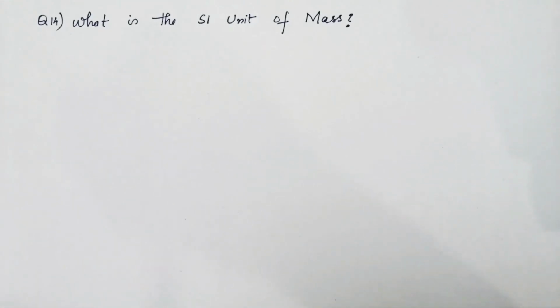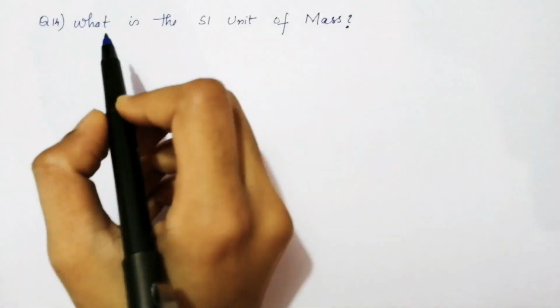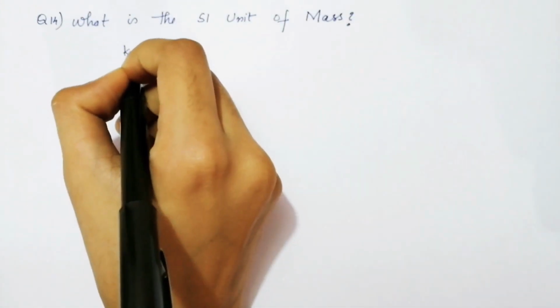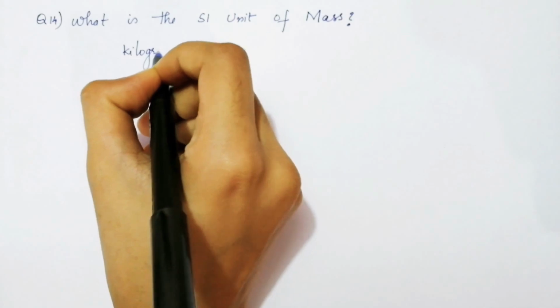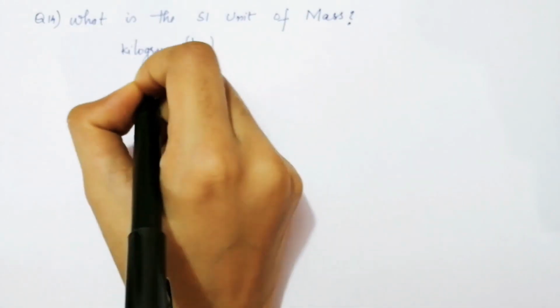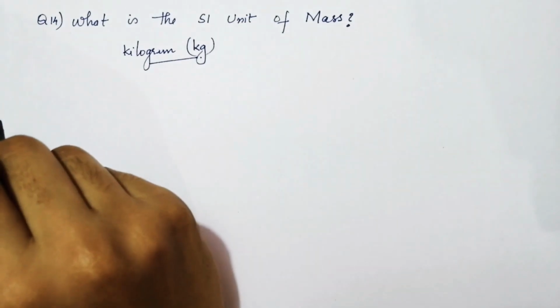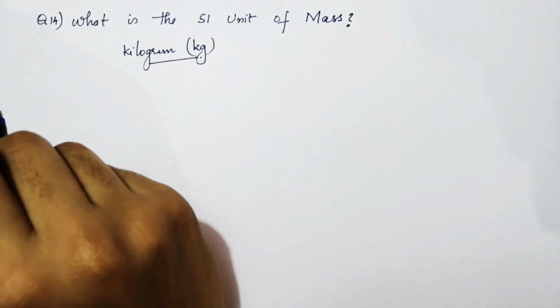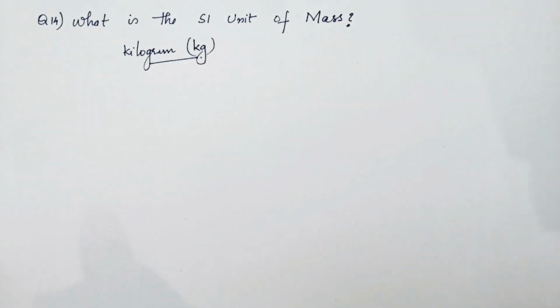Today's first question is question number 14, and this is a very easy question, and the question says, what is the SI unit of mass? This is a very direct question and I hope everyone already knows the answer, and the answer is SI unit of mass is nothing but kilogram, which can also be written as kg. So this is the answer for the first question, that is question number 14. Let's go ahead with the next question.